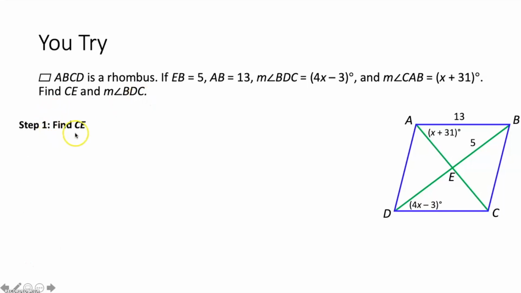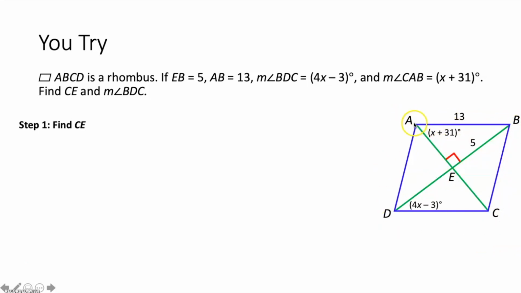So let's first find the measure of segment CE. So how do we find the measure of segment CE right here? Well, remember last time we used the Pythagorean theorem. Can we do that again? Well, I want to find the measure of segment CE. I know the measure of segment EB is 5, and I know that these diagonals are perpendicular to one another. So this is a 90-degree angle. I just don't know the measure of segment BC. Well, I do know that because this is a rhombus, the diagonals are perpendicular, like we said, and all of the sides are congruent.